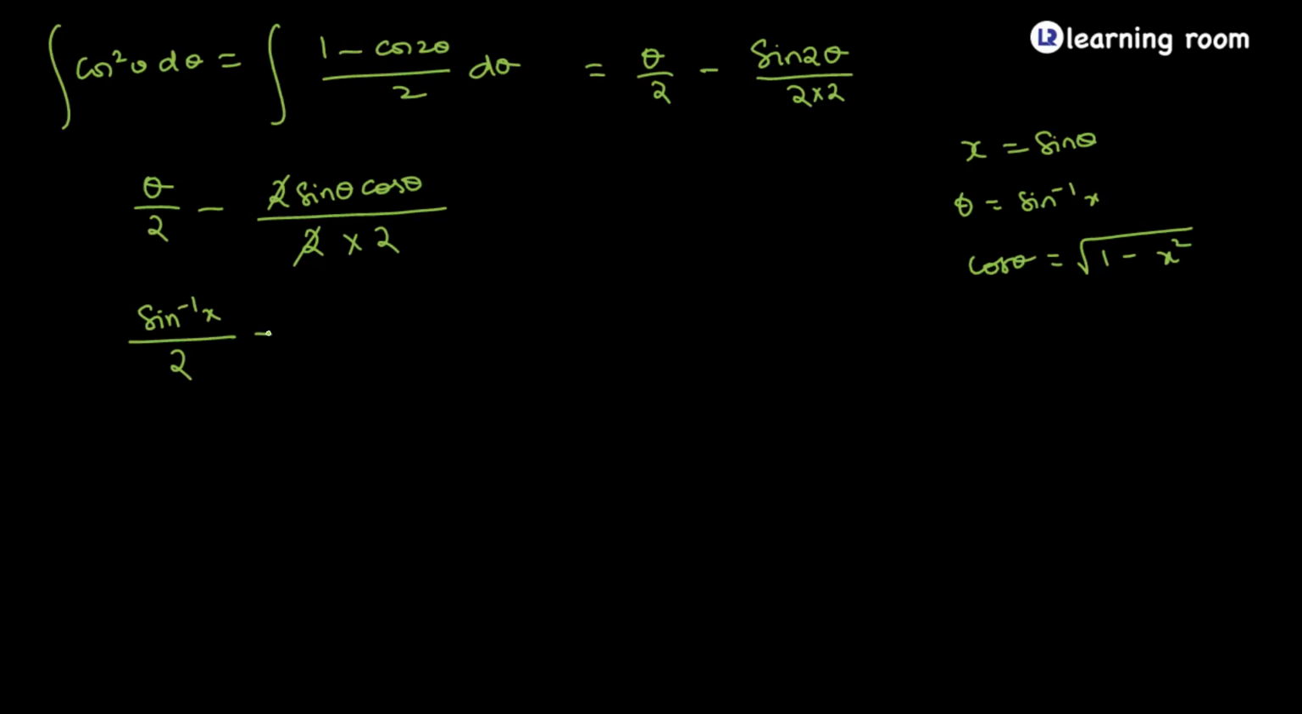minus, right, sin inverse x divided by 2 minus, what are you going to get here? Sin theta is going to be x and cos theta is going to be root of 1 minus x square, the whole divided by 2. That is the answer. If you remember, we would have got a formula, no? That formula itself is derived like this. Okay.